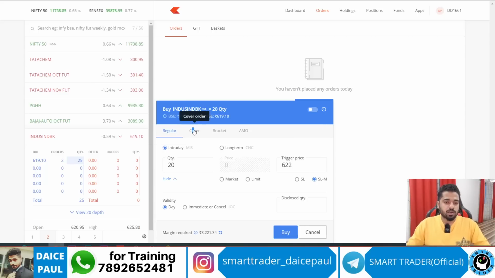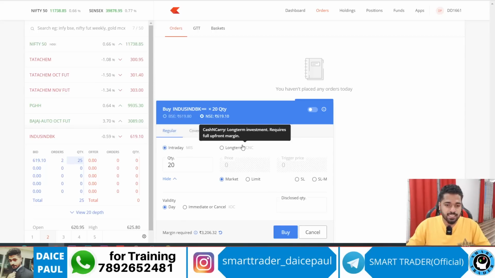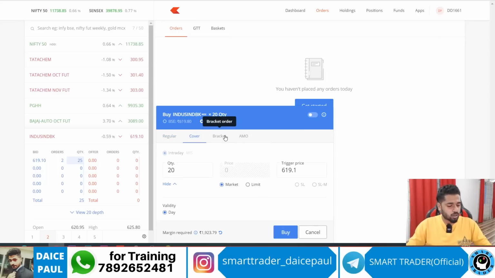Next one, cover order. Now cover order, understand, see, in a regular order you have 2 options, MIS and CNC, but in cover order you don't have the option. The only option is intraday MIS. That means what? You are getting extra money in this particular order. So you have only intraday, where you have to close it on the same day. In cover order, normally we get 10 times, 12 times, 15 times based on the stock also. Maybe in the future this may go off because of the new SEBI rules. But anyways, in cover order, you have an option.